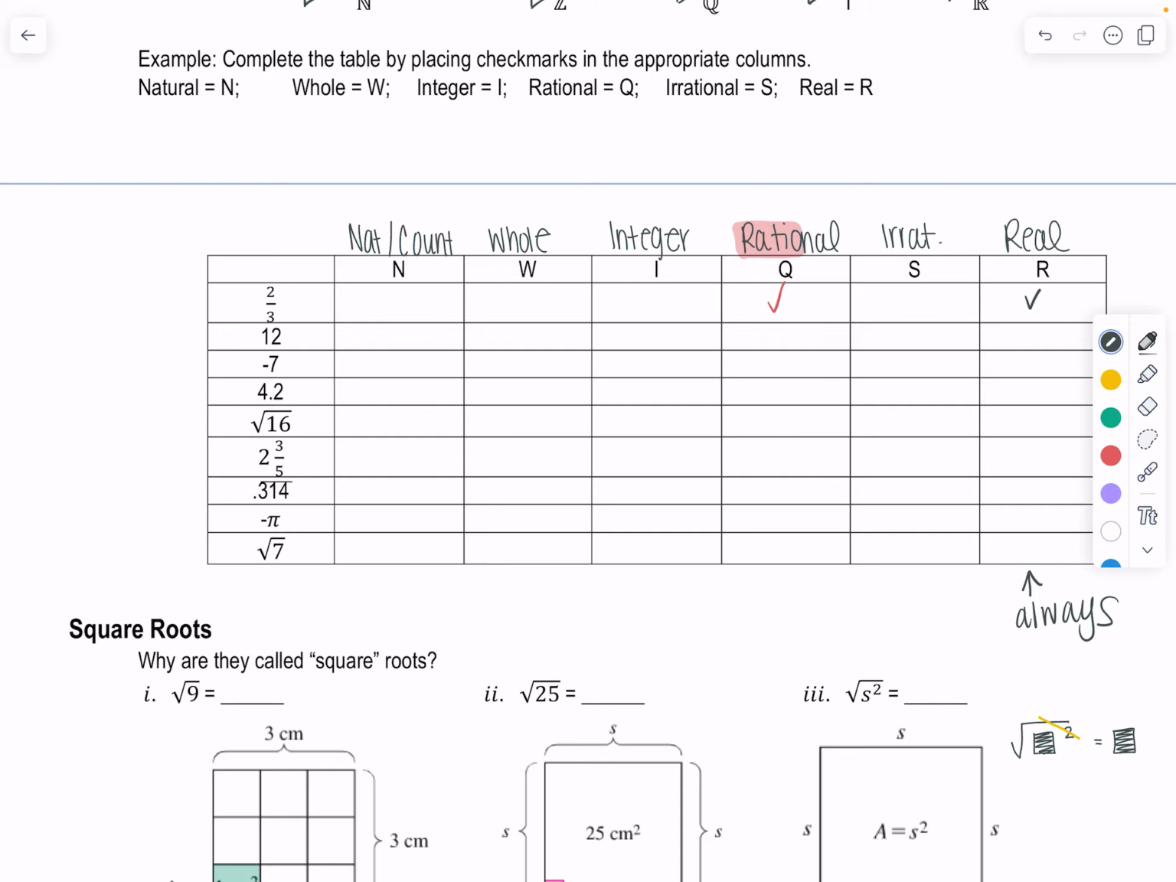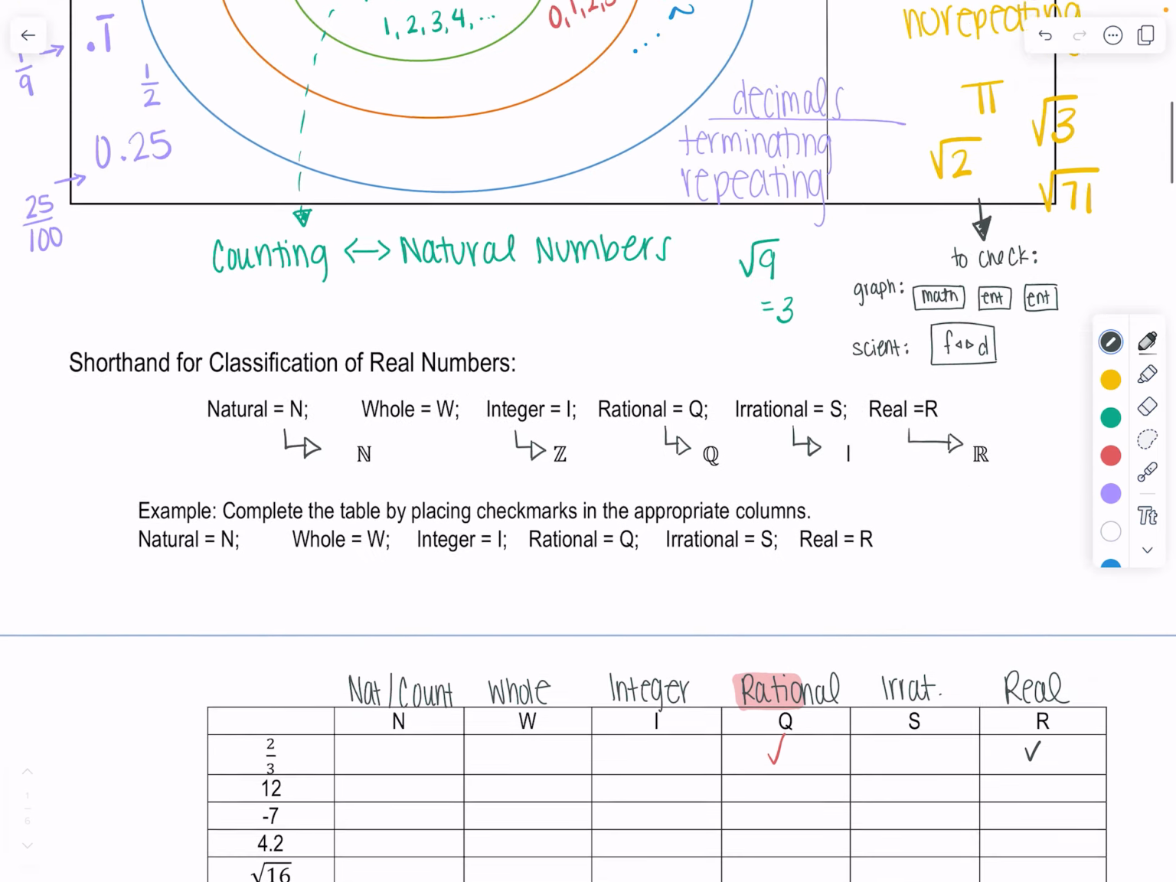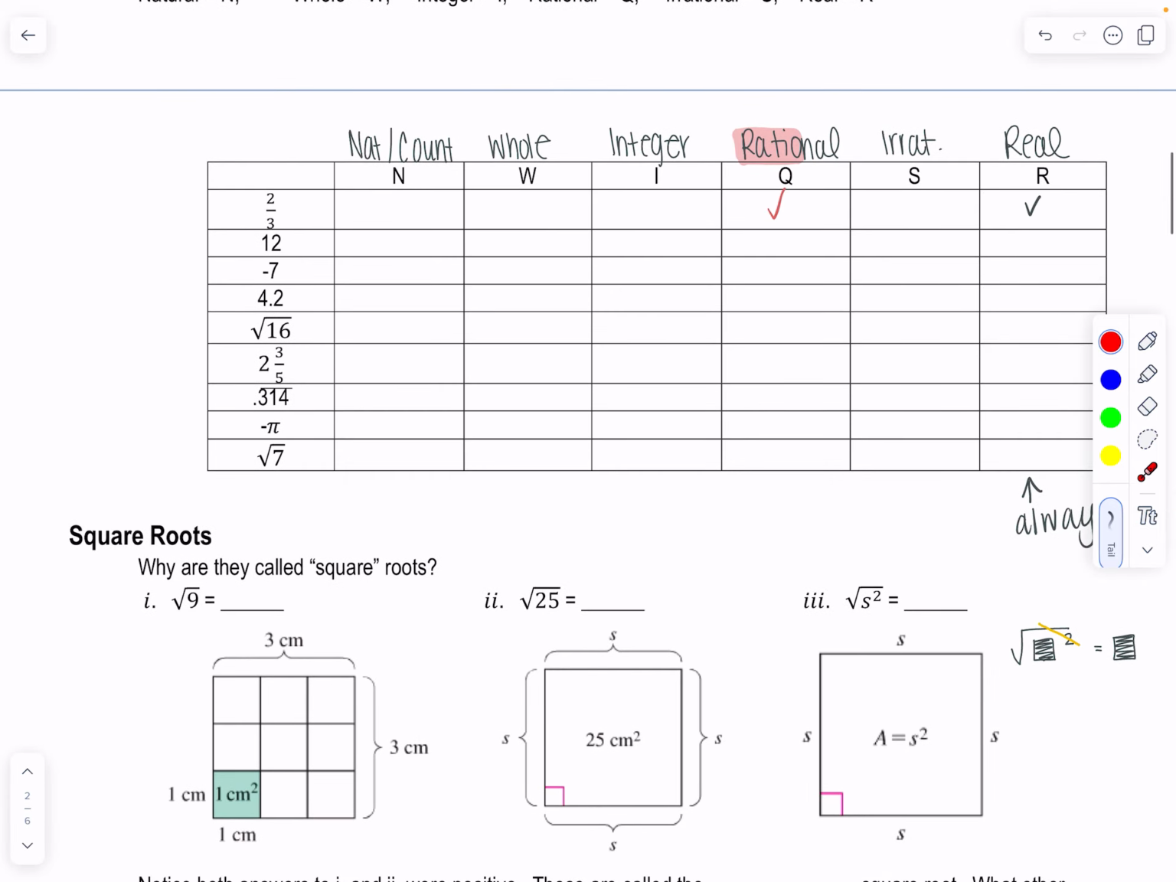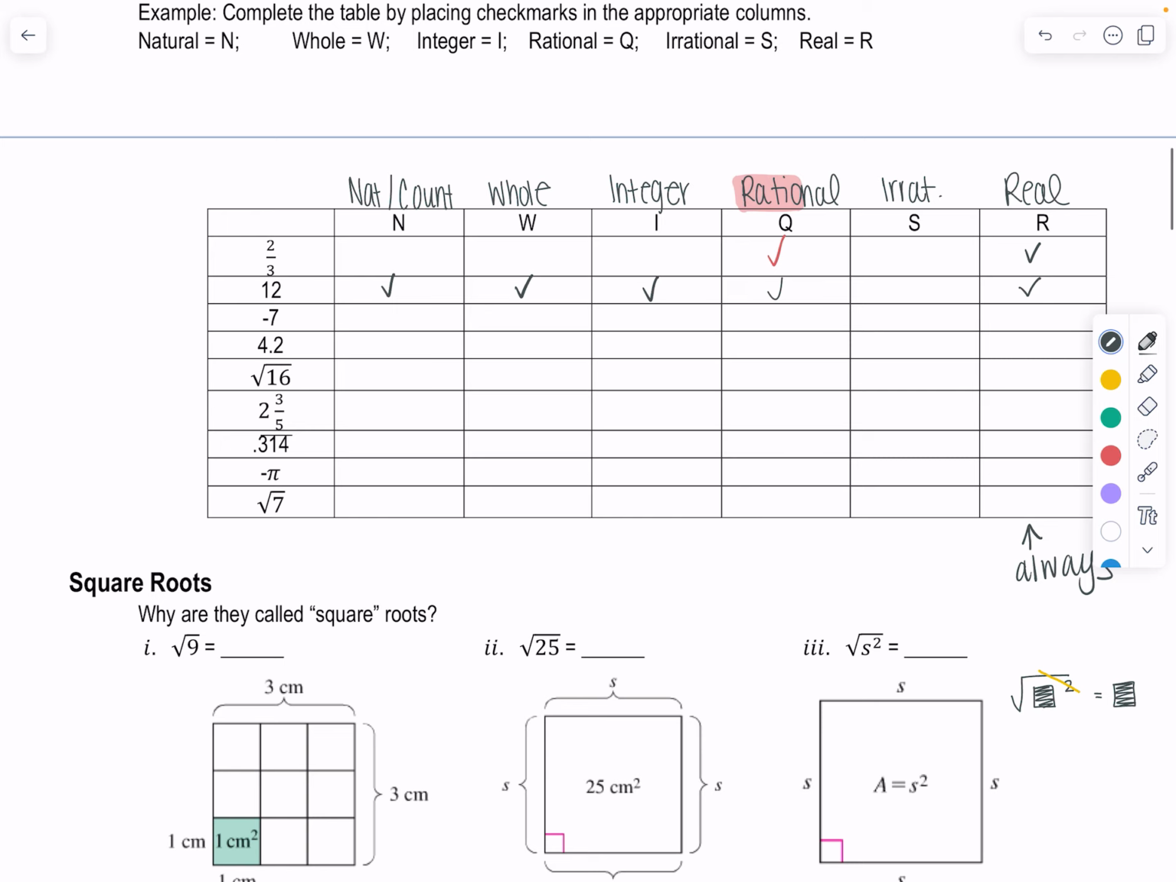All right, the number 12. If I go back to my chart, 12 is a counting number. If I extended this out, I would get to 12. It's also going to be a whole number. It's also an integer, and it's also a rational number. So 12 is an example of almost all of them. It's a natural counting number. It's a whole number. It's an integer. It can be written as a fraction, and it's a real number. It's not irrational. Remember, irrational is my pi, square root of 2, non-terminating, non-repeating.